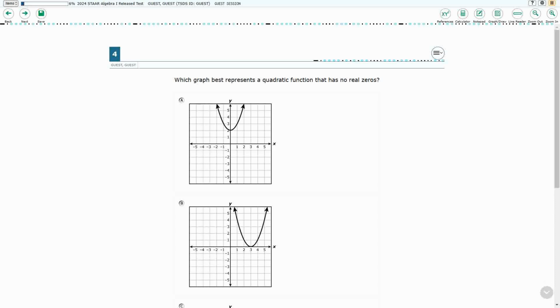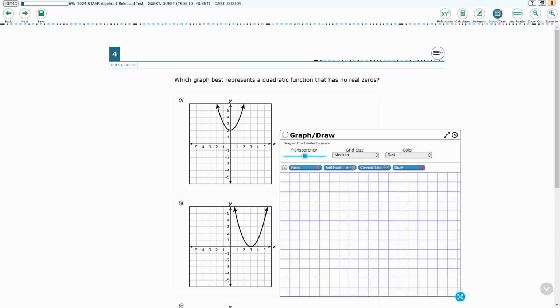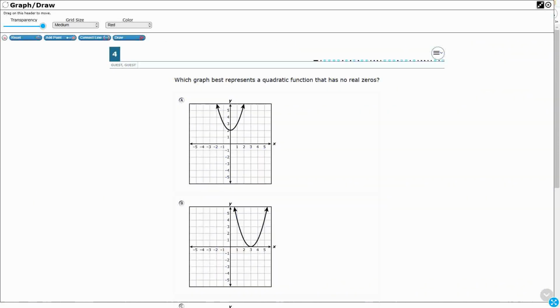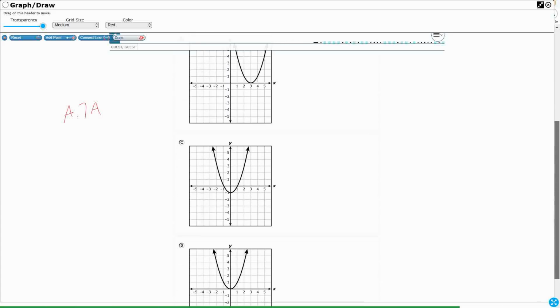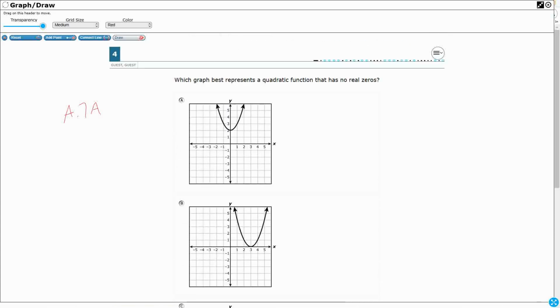So next, for number 4, we are looking at attributes of quadratic function graphs. This is standard 8.7a. And we've got some graphs here that we're going to need to scroll down for, and that's fine here. So we're looking for a quadratic function that has no real zeros. Okay, so let's just label these over here. Now, what does that mean, no real zeros?